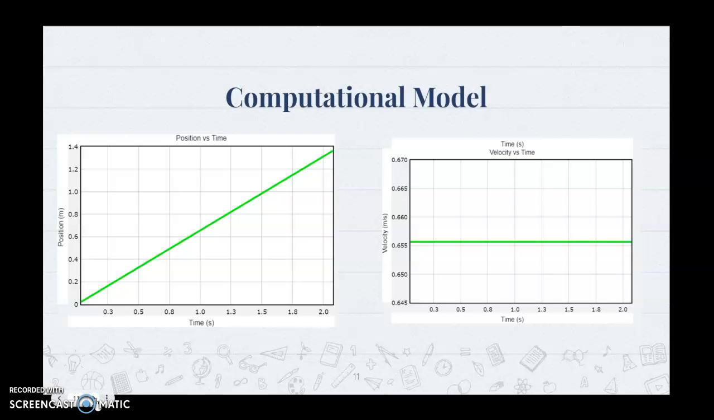I was then able to run the code and simulate the experiment with no friction or air resistance. These are the graphs that resulted from the computational model. Here, we can be assured that the program was able to calculate the position and velocity versus time accurately, as the slope in the position graph is constant, and the slope in the velocity graph is zero over the whole time frame.